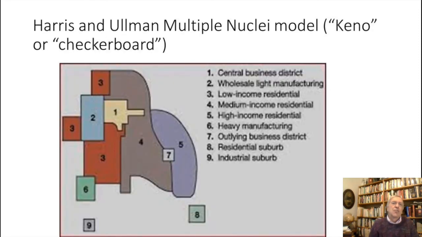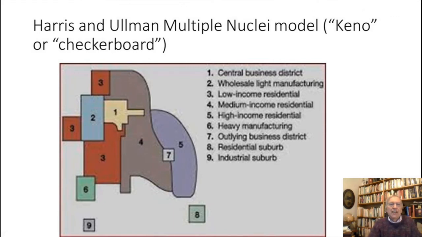Then Harris and Ullman came along and said, well, both Burgess and Hoyt get it wrong. Actually, the city is in neighborhoods or districts, I guess would be the best way to see it. They call it the multiple nuclei model, meaning multiple little centers. The textbook calls it Kino. Other places you may see it described as the city's like a checkerboard.